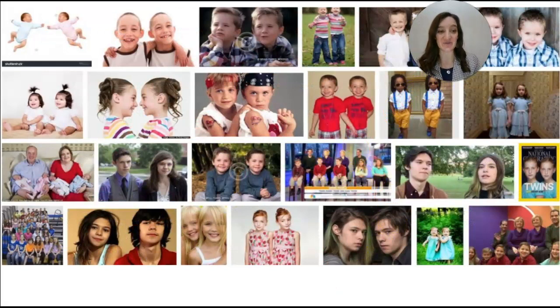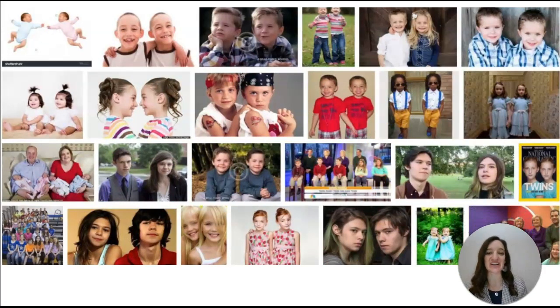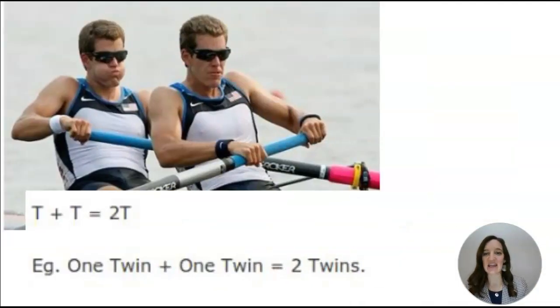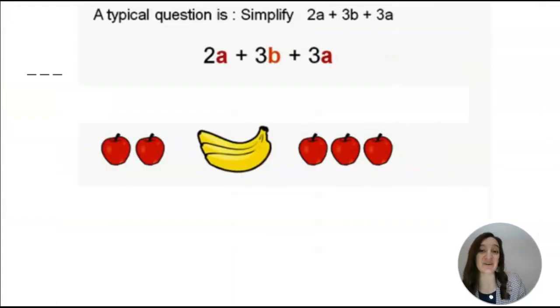So, what do we see here? We see a lot of twins, right? A lot of twins that look alike. And that's kind of how I think of like terms. If we have a set of twins, it's like saying one twin is a T and then another twin is a T. We could say T plus T, or we could just combine them and say, guess what? There are two twins, right? There are two of them. If I have a T and a T, that makes it two T's. And that's what we're going to be doing today.